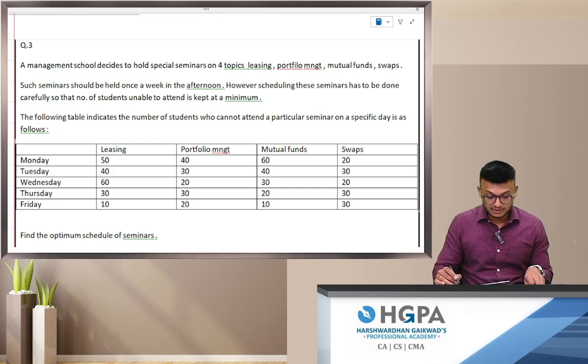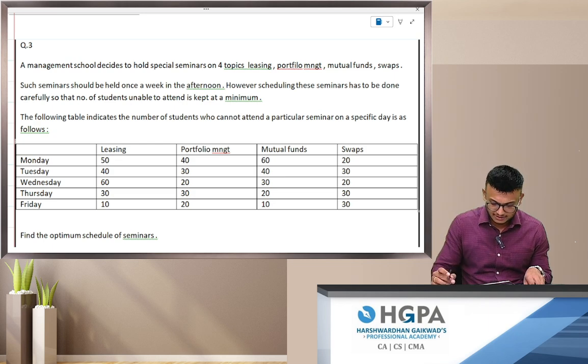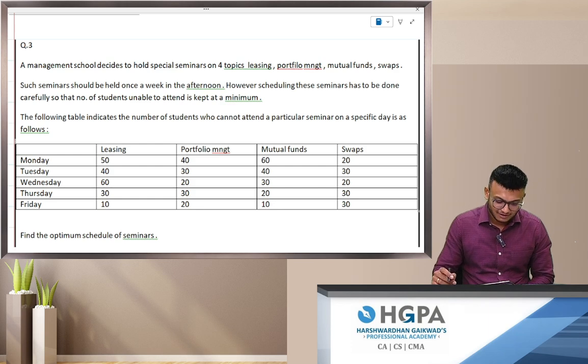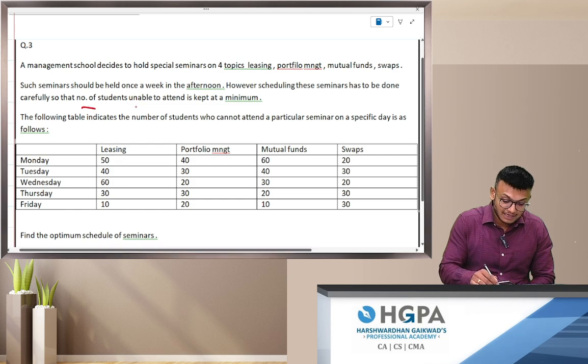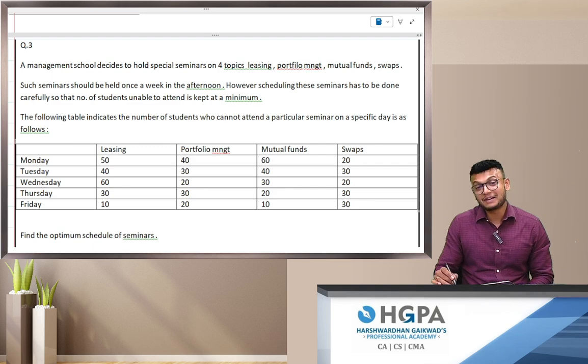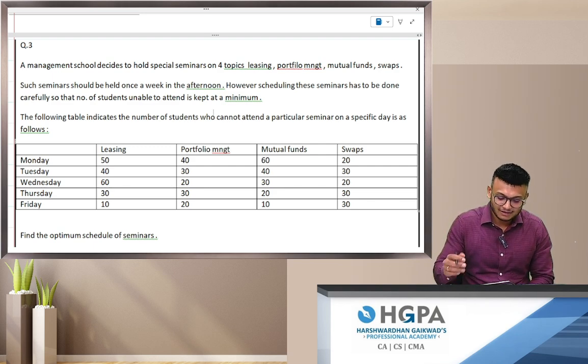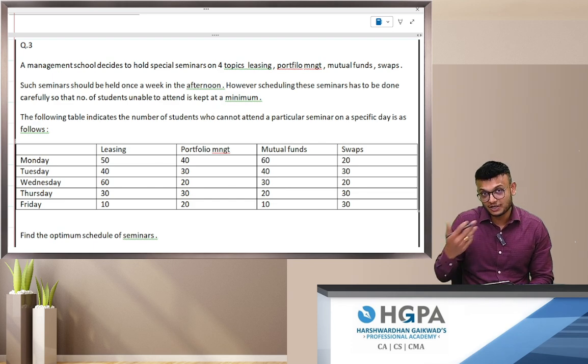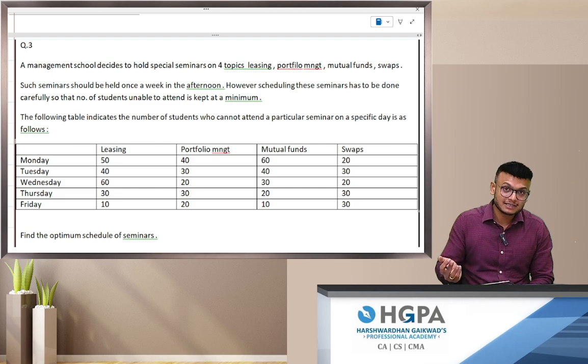A management school decides to hold special seminars on four topics: leasing, portfolio, mutual funds, and swap. This is the SFM. Such seminars should be held once a week in the afternoon. However, scheduling these seminars has to be done carefully so that the number of students unable to attend is kept at a minimum. For example, let us say mutual fund is there, and you did not like mutual fund. So what do people start doing? They start bunking the lectures. So you have to arrange such a schedule that the absenteeism is kept at a minimum.